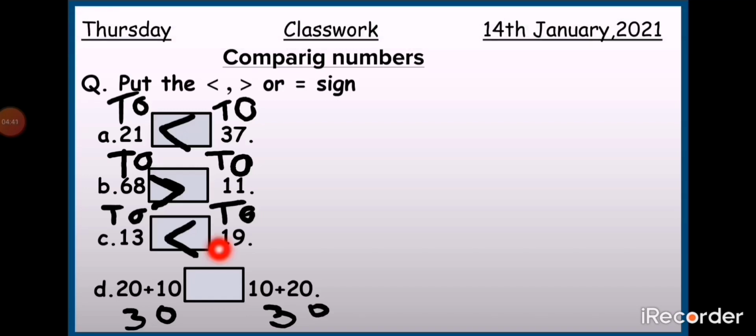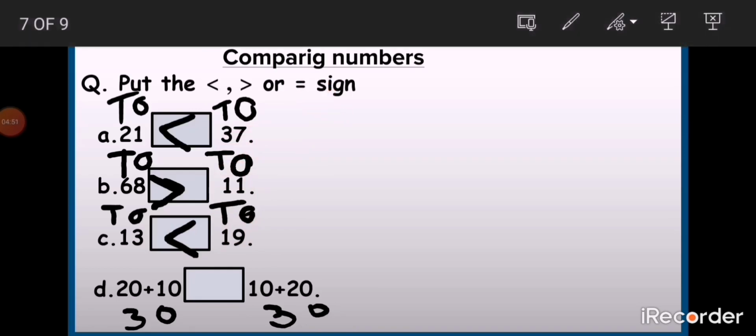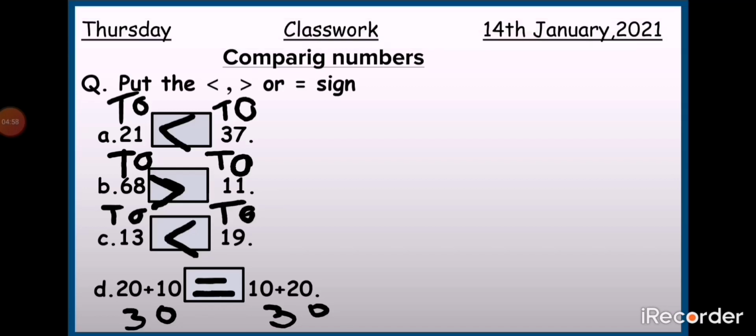Now on both sides, there are the same numbers, 30 and 30. So it means both sides are the same. So we'll put the is equal to sign. Is equal to sign means that both sides have the same answer or same quantity. So in this way you will do your classwork. Do it very neatly, put the values, put your symbols or signs very neatly. And when you have statements like addition statements here, you will solve them, then find out are they equal or greater than or smaller than each other.